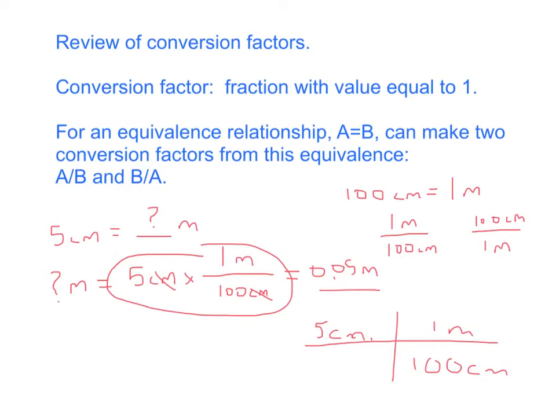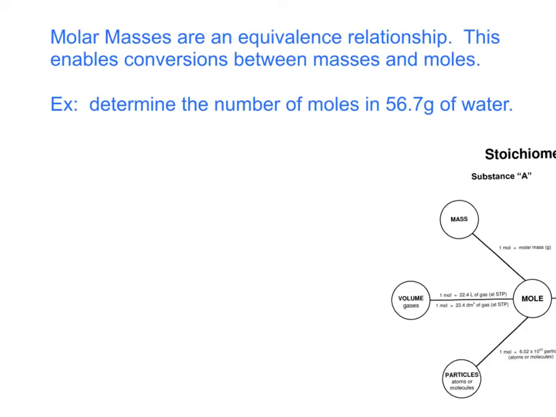And the point is that this is a powerful tool that we use in chemistry, and especially in these mole problems, we're going to be changing from one thing to another using the conversion factor that we derive from the equivalence relationship. All right, so this is our first example of this new type of conversion that we're doing. The molar masses, of course, are an equivalence relationship. So if we have 56.7 grams of water, we need to know how many grams there are in 1 mole of water.